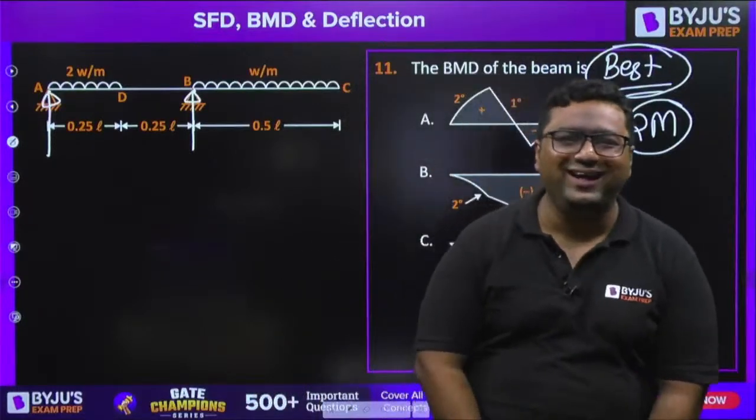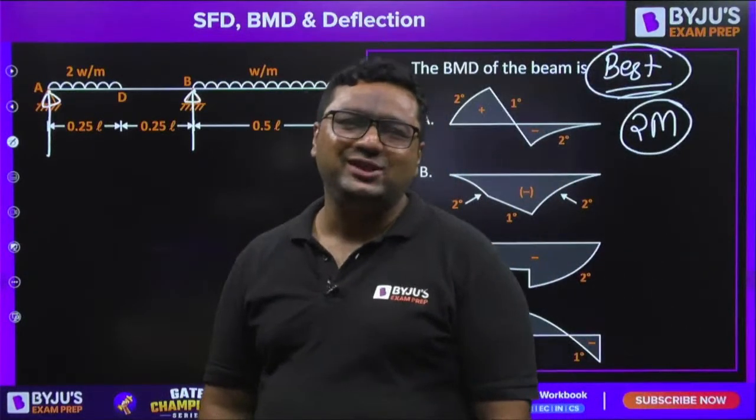Sushoban is saying B. Okay. Kenil is saying B. Sachin is saying B.